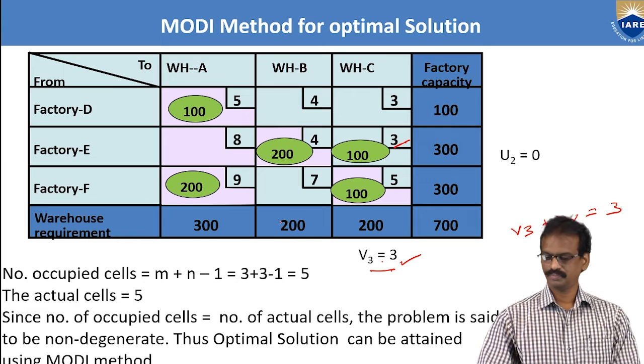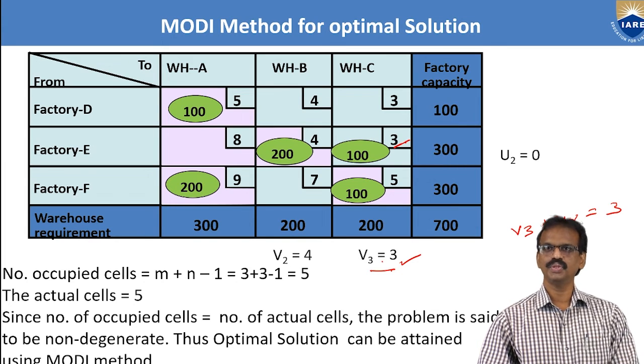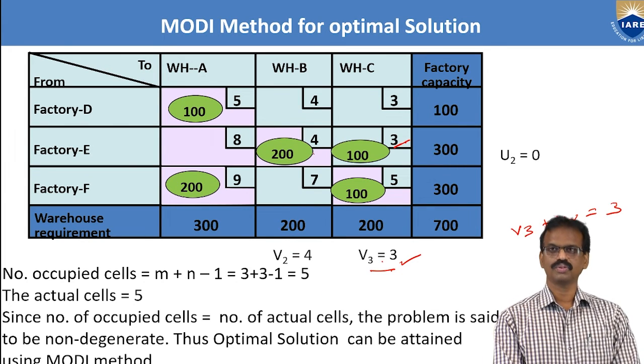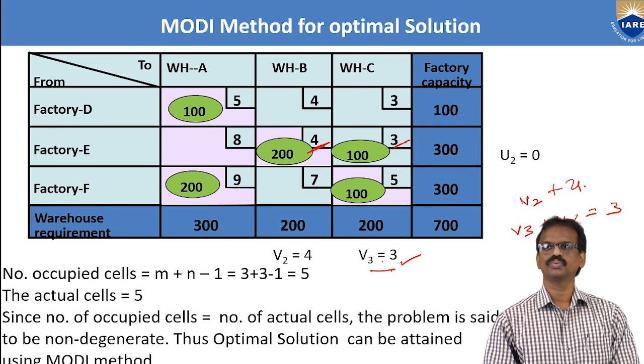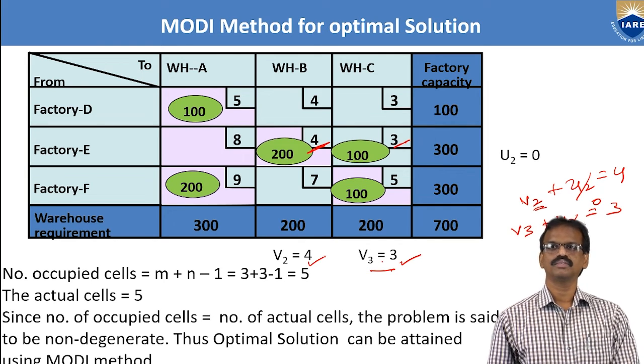Then the next one, V2. V2 is equal to 4, because 4 is nothing but V2 plus U2 is equal to 4. U2 is equal to 0, I have taken. Then V2 is equal to 4. Similarly, in the same way.